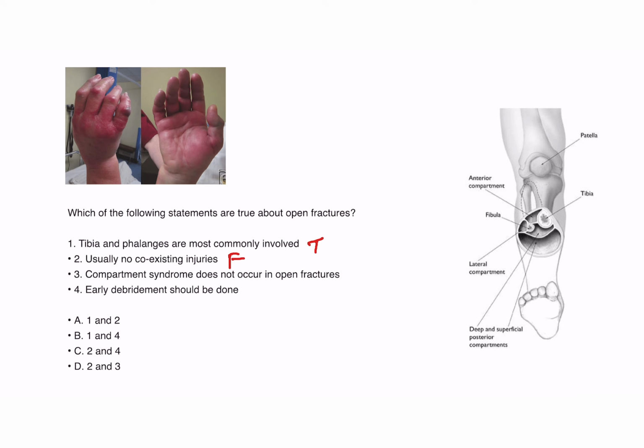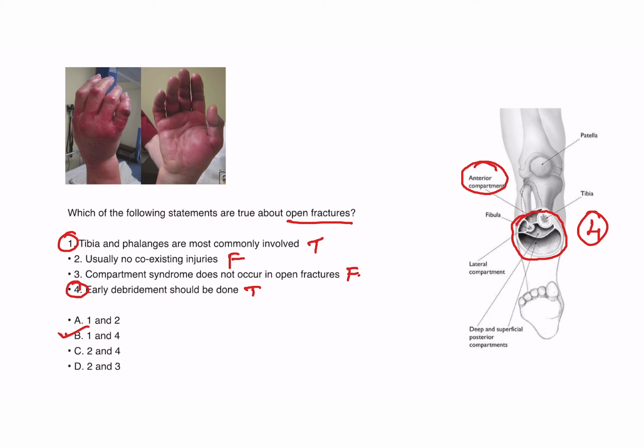Compartment syndrome does not occur in open fracture. No, that is definitely a false statement. Compartment syndrome can happen in open fracture. There are heaps of papers related to this. Early debridement should be done. Of course, in any open fracture, there is possibility of infection, so early debridement should be done. So the answer is 1 and 4 are true statements. So the option is B. B is the correct answer, right?